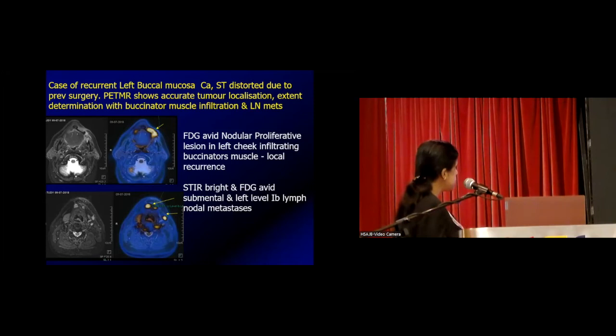So here, this is a nodular proliferative lesion in the left side of the cheek, and it is also seen to be infiltrating the buccinator muscle. Apart from that, we were also able to show that there was a congruent STIR bright and FDG avid submental and left level 1B lymph nodal metastasis. So in all these patients who have undergone surgery and post RT, the answer is please suggest and do an FDG PET-MR imaging.